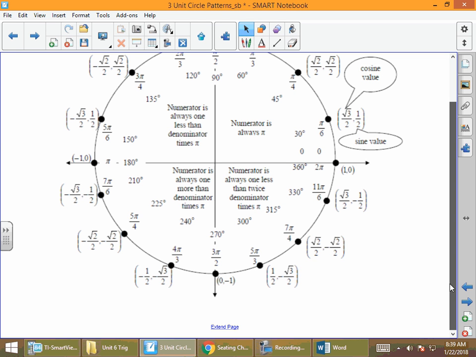Then in the last quadrant, the numerator is 1 less than twice the denominator, times pi. 3 times 2 is 6, minus 1 is 5. 4 times 2 is 8, minus 1 is 7. 6 times 2 is 12, minus 1 is 11. And then finally, when we finish, we've gone full circle, which is the 2 pi.